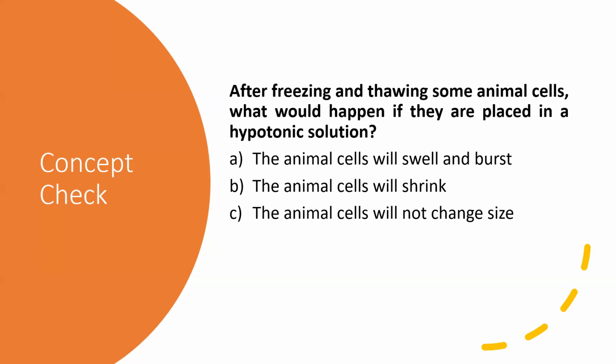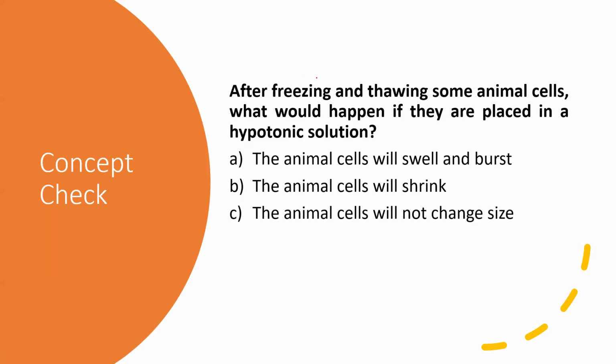Okay, it looks like that's all the answers that are coming in. A lot of people chose the animal cell will swell and burst. And that's not surprising because you see the word hypotonic and then you think about what we did in class and you think, oh, the cell would swell and burst, right? That's what we said in class. But the trick here is that it says after freezing and thawing some cells, right?